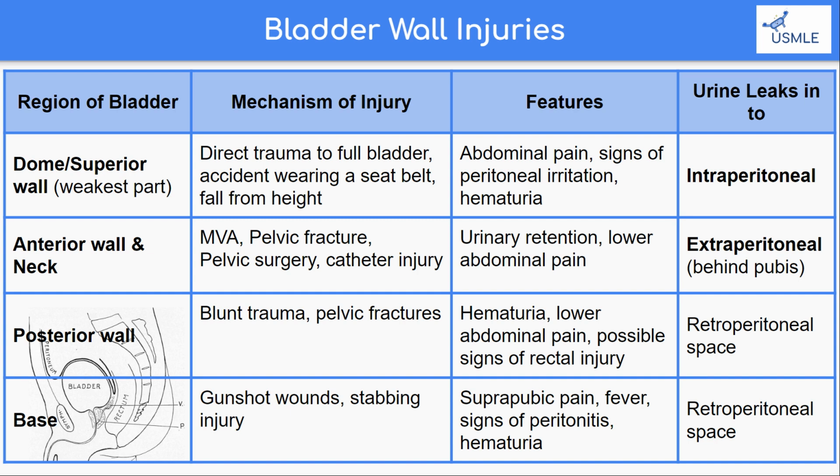As for the anterior wall and the neck, this usually occurs due to a pelvic fracture and causes urinary retention along with lower abdominal pain, and the urine leaks into the extraperitoneal space, that is behind the pubis. The posterior wall is injured again by blunt trauma or pelvic fractures, and this injury causes hematuria along with possible signs of rectal injury. The urine leaks into the retroperitoneal space. The base is damaged due to stabbing injuries or gunshot wounds, causes suprapubic pain, signs of peritonitis, and hematuria again. The urine leaks into the retroperitoneal space.